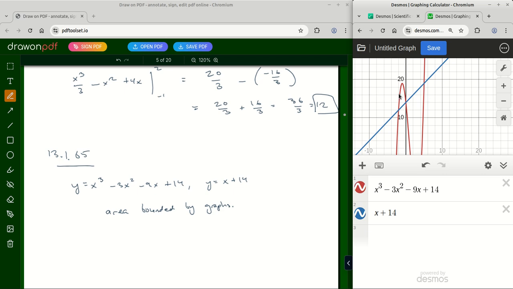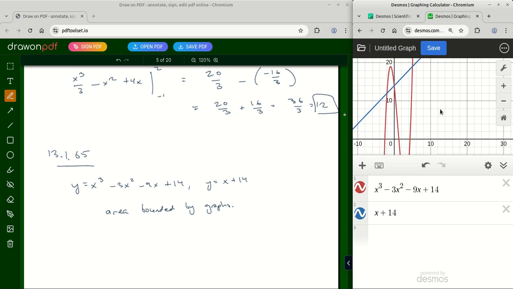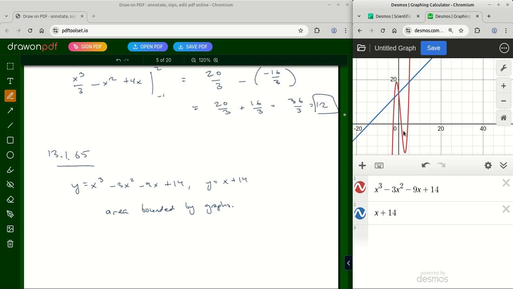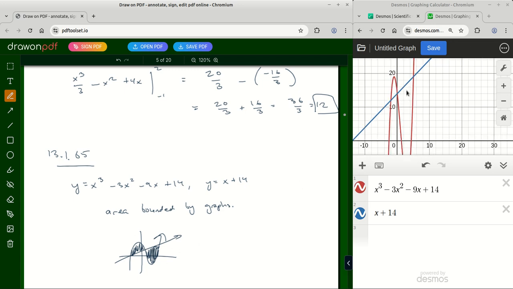And what's going on is that we have this little bit right here, and then we have this bigger loop thingy right there. So let me just kind of like protograph this thing. It kind of looks like this, and there's a line. So we're looking for this chunk and then this chunk. Now notice one of them would be a negative, and the other one's a positive. Basically, we need to know where they're crossing so that we can split it up into two separate little areas.